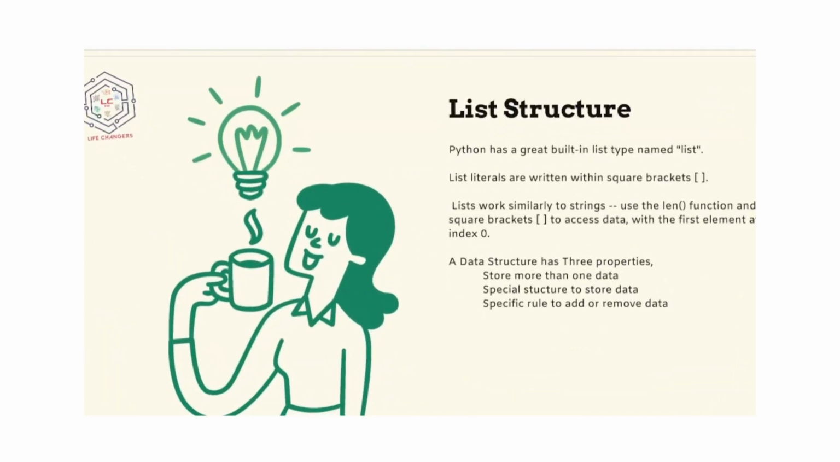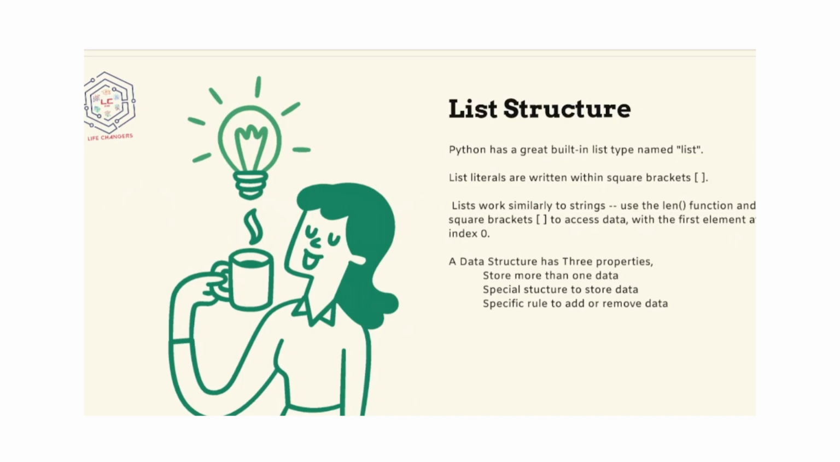Let's move to the next topic, the list structure. Python has a great built-in type named list. These are the kind of things that we have already seen in the beginner level. This list is a data structure, so let's see how we use the list. The data structure has three important properties: it stores more than one data, has a special structure to store data, and has specific rules to add or remove data. Right?